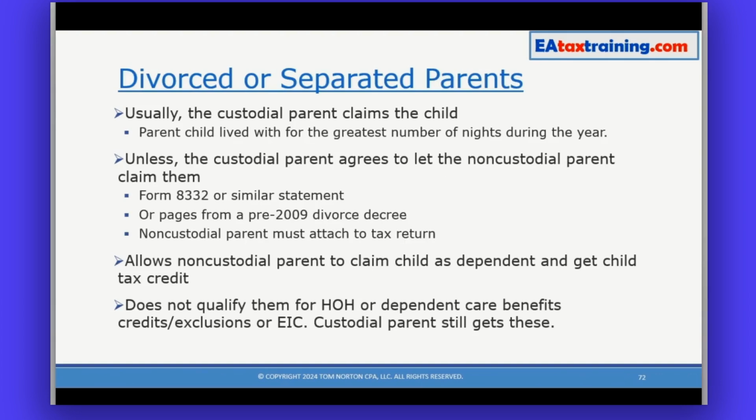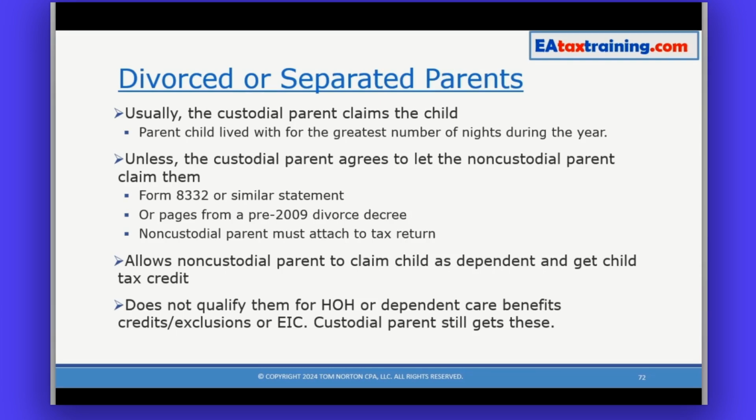What about divorced or separated parents? Usually the custodial parent claims the child, and the custodial parent is the one the child was with for the greatest number of nights during the year. That's how they look at it, the number of overnights. So the custodial parent in general claims the child unless the custodial parent agrees to let the non-custodial parent claim them. In order to do that, the custodial parent has to sign this Form 8332, or a statement similar to that form, that says, I understand that I am entitled to this, but I'm letting the non-custodial parent claim the child instead. And then the non-custodial parent attaches that form or statement to their tax return so the IRS can see what is going on.